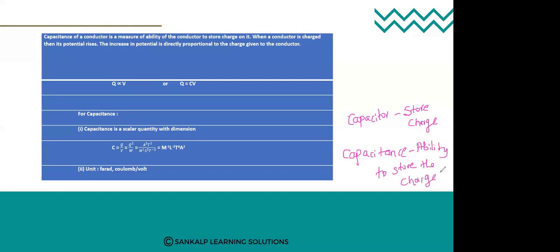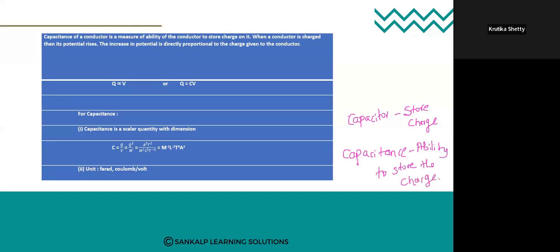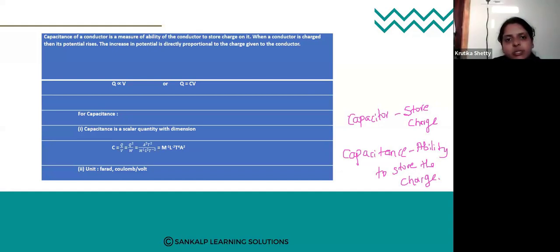Capacitor means what? It is a device which stores the charges. Okay. Now we are defining the next term, that is the capacitance. Capacitance means what? It is the ability to store the charges. Ability to store the charges is called as what? Capacitance. So capacitor is a device which is used to store the charges.